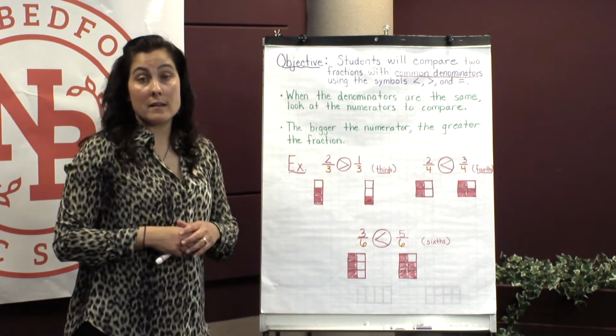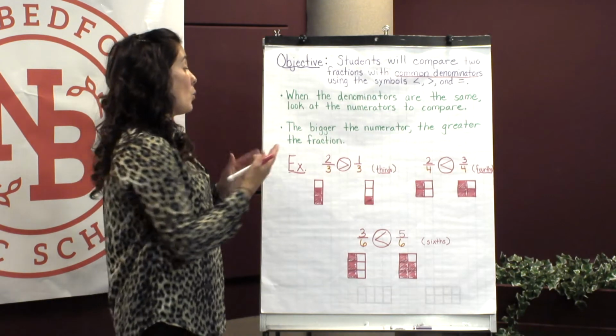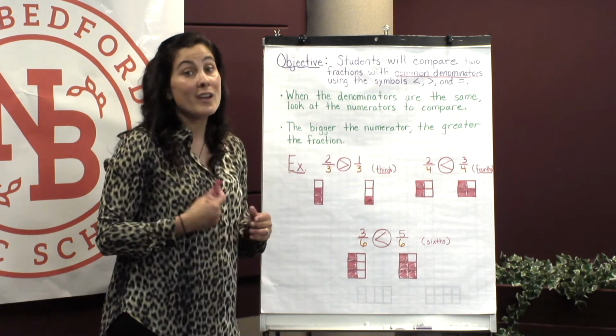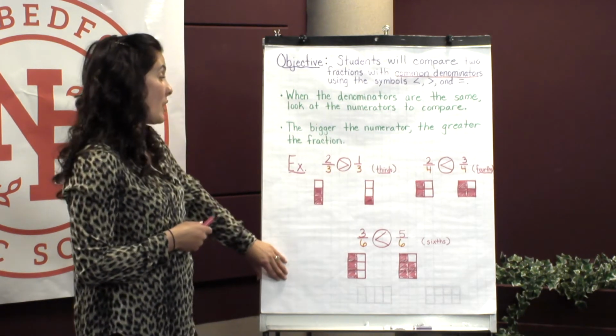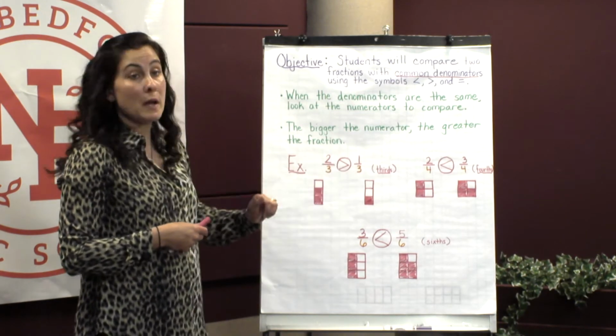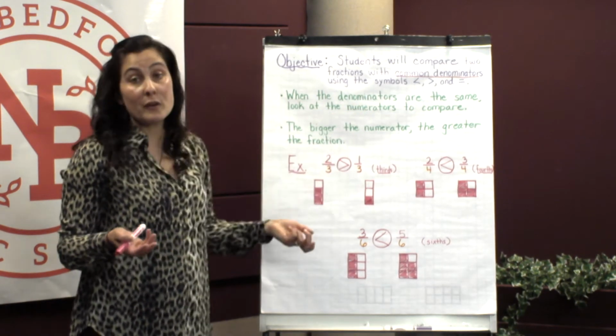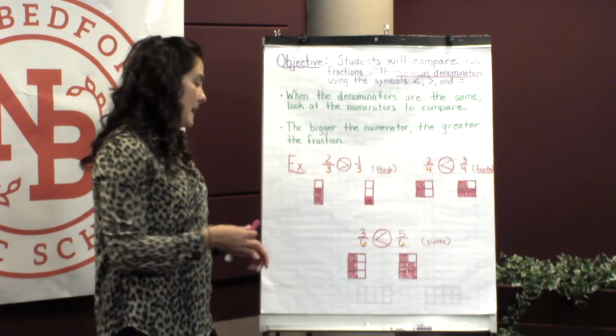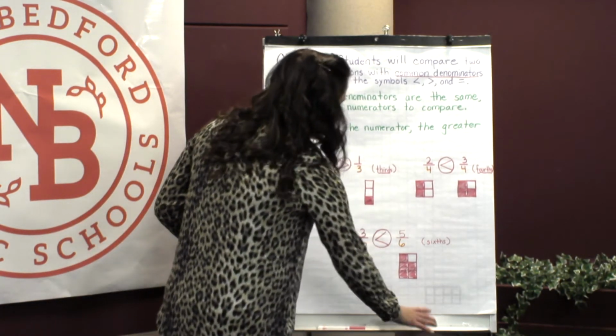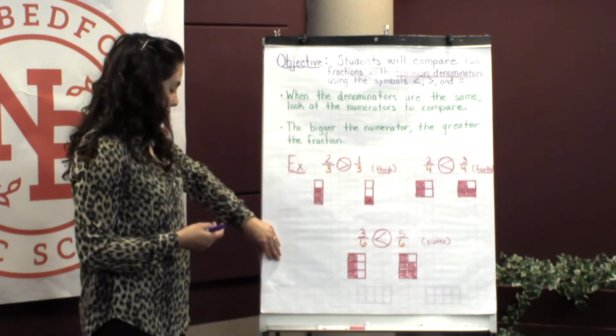This is one way to compare fractions. When they have the same denominator, it's really not that difficult at all. You just look at the top number, the numerator, and the bigger the numerator, the bigger the fraction. Now we're going to get into something that really is a little bit harder to understand for students.